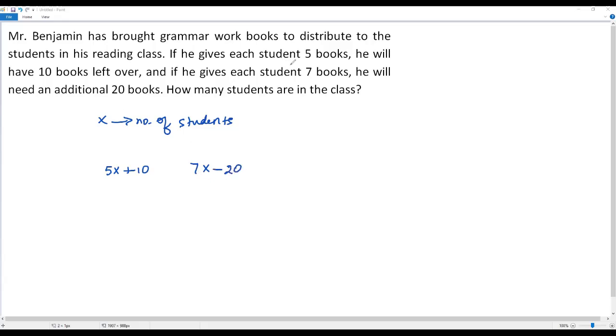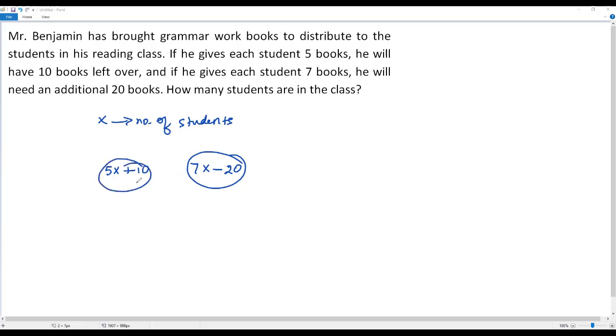So when he gives 5 books to each student, the 5x represents the total number of books given to the students. Apart from that, he has 10 additional books. So this expression gives the number of books he brought to the class. But when he gives 7 books to each student, he needs additional 20 books because there is a shortage of 20. So now this expression represents the number of books Mr. Benjamin has brought to the class.